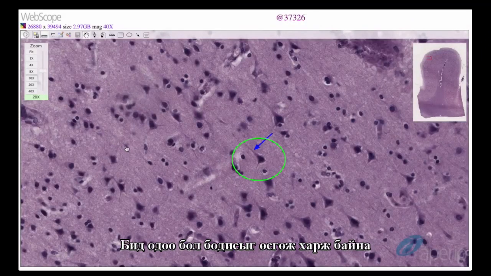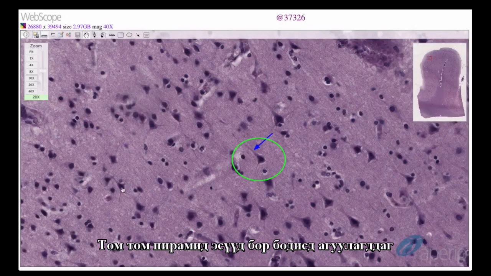We have now zoomed in on the gray matter. Large pyramidal cells can be found in the gray matter.